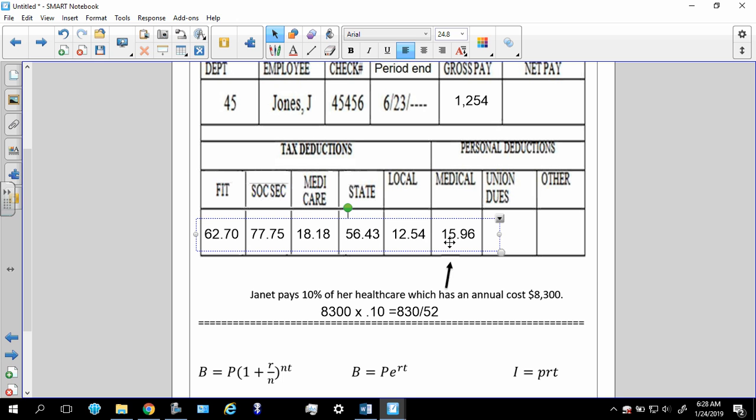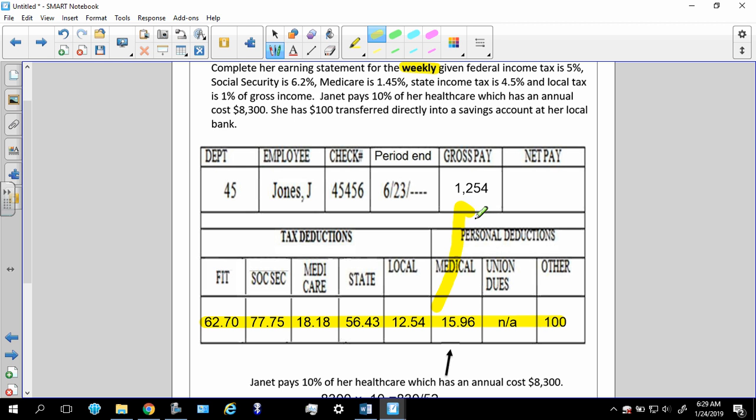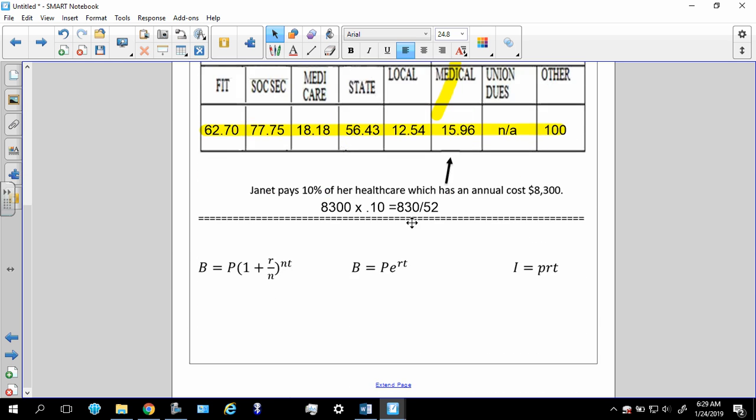$15.96 taken out. Her union dues, she doesn't have any, so that's going to be an NA. And then her other, she gets $100 taken out. Why 100? Because it says it right there, 100. So at this point, I'm going to take all of this and subtract it from that. And when I do the math, my net pay ends up being $910.44. There you go.